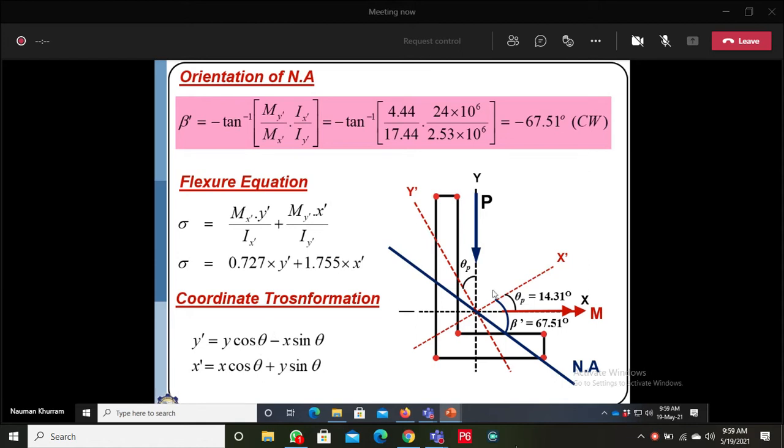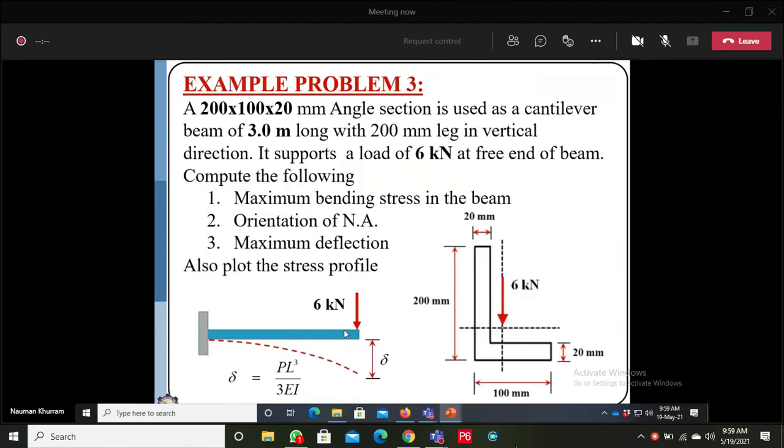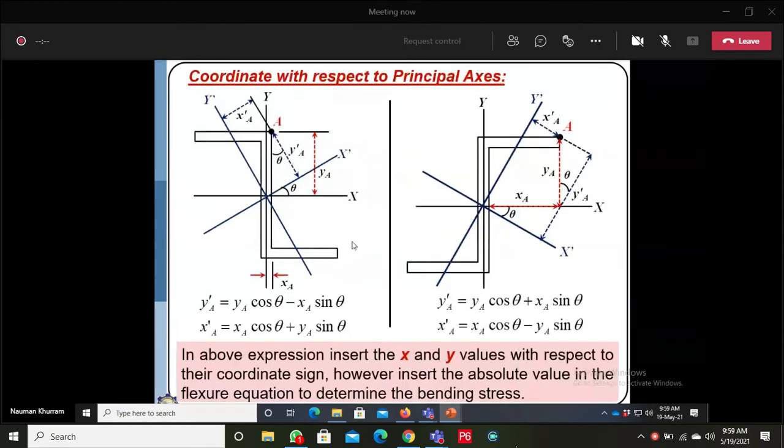Positive theta means the orientation of the principal axis is on the counterclockwise side. If the orientation of the principal axis is on the clockwise side, then this sign will be positive and this sign will be negative. I have already explained this in my previous lecture.